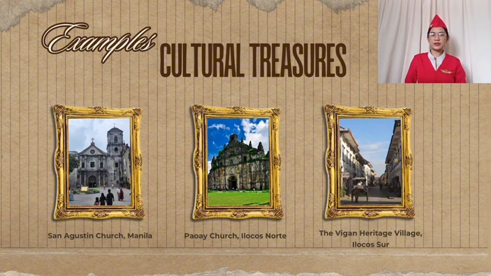Our third example is the Vigan Heritage Village in Ilocos Sur. Its history: it was recognized as a UNESCO World Heritage Site in 1999. Vigan is one of the best preserved Spanish colonial towns in Asia. Its unique grid pattern and the mix of Spanish, Chinese, and indigenous architecture reflect the rich cultural history of the region. The town was established in the 16th century and served as a trade center.